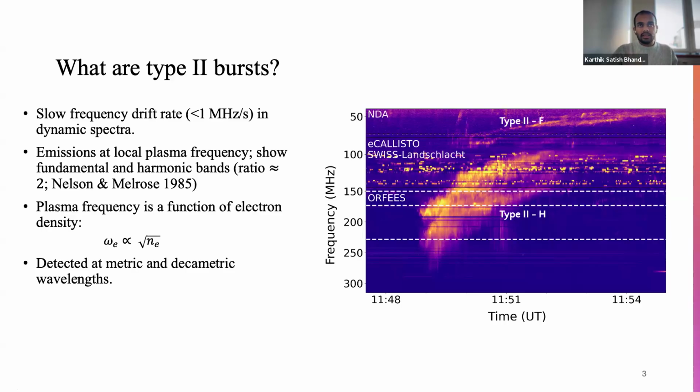So these type 2 bursts are what we call the plasma emission, meaning that the emission frequency is inherently dependent on the plasma density around the shock waves. So in here you can see the type 2 harmonic band, and here is a little fundamental band, and they have a frequency ratio of 2.